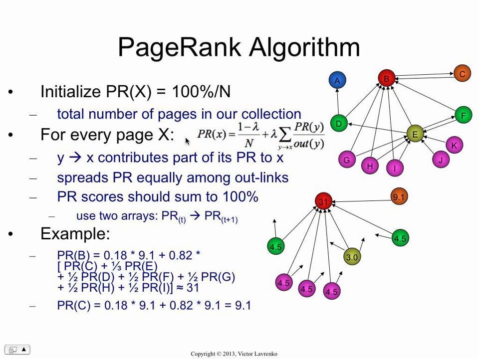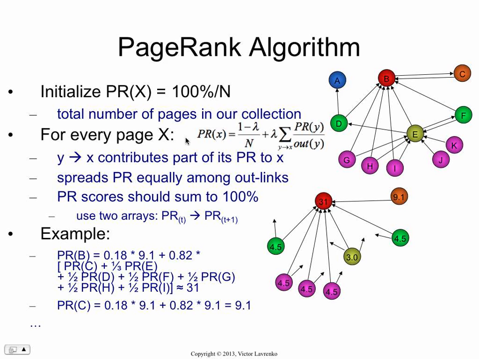Now, I want to drill this once again, because this is a very common mistake: this is the PageRank of B, and I'm not taking the new PageRank of B, which is going to be 31. I'm taking the old PageRank of B, which is 9, right? You have the old array of PageRanks and the new array of PageRanks, and don't mix them up.